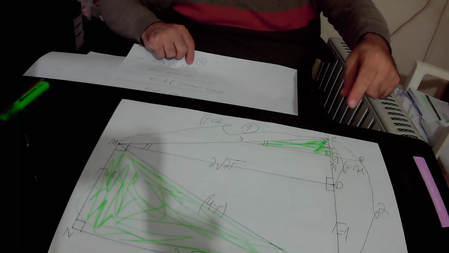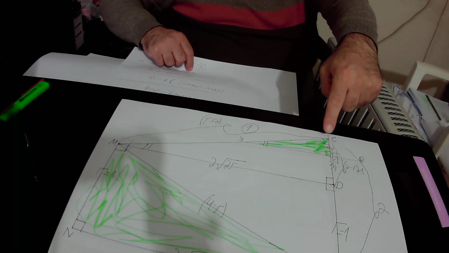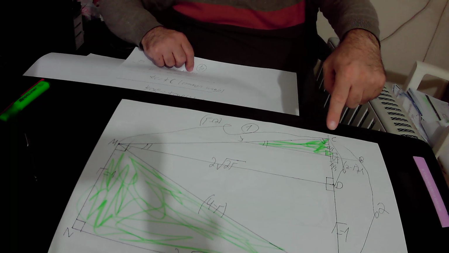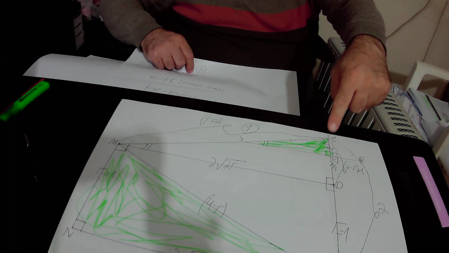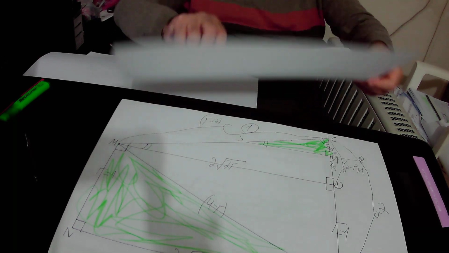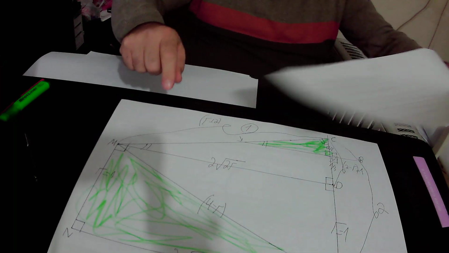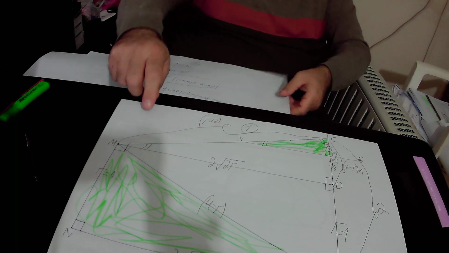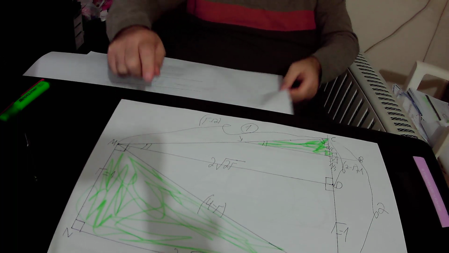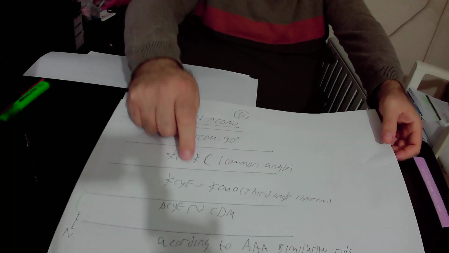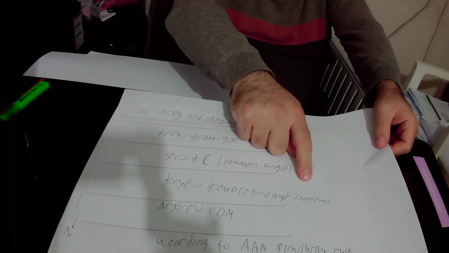And we also know that angle C is a common angle because it belongs both to the green triangle and to triangle CDM. Therefore, angle C equals angle C, it is a common angle. And those two remaining angles are also equal to each other according to the third angle theorem. That is to say, angle CYE equals angle CMD according to the third angle theorem.